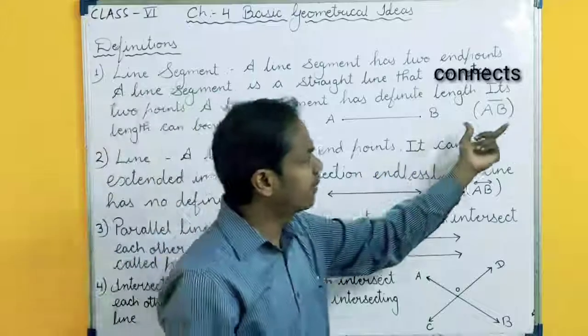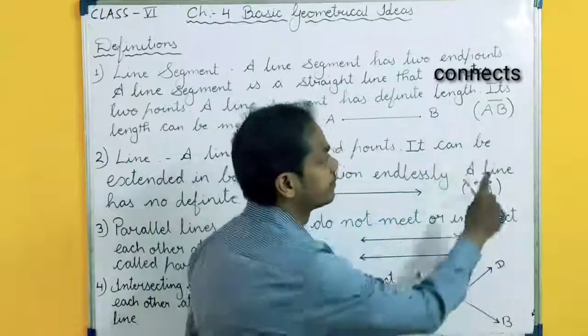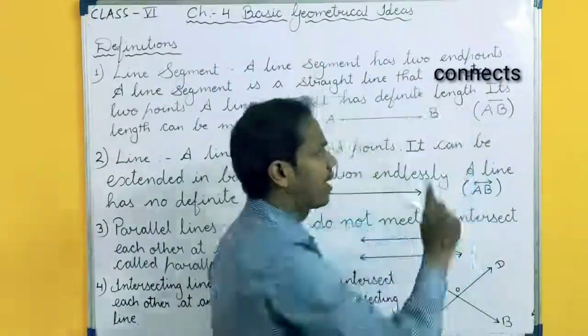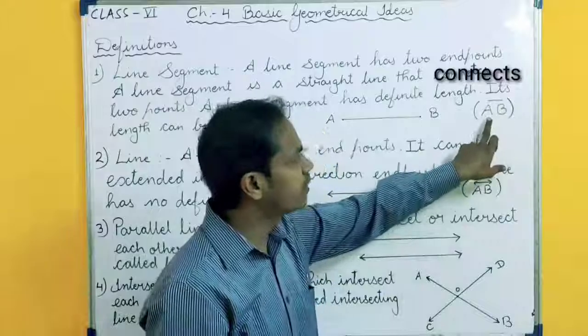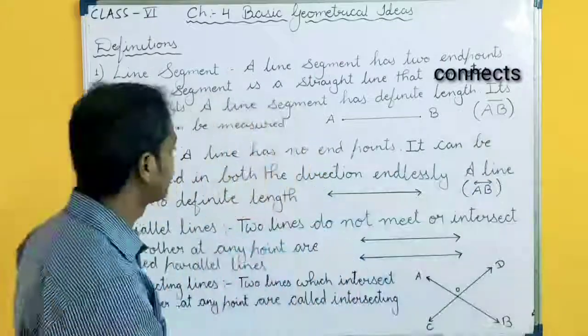Okay. And a line segment is always denoted like this: AB with one bar on top. This bar shows that AB is a line segment.